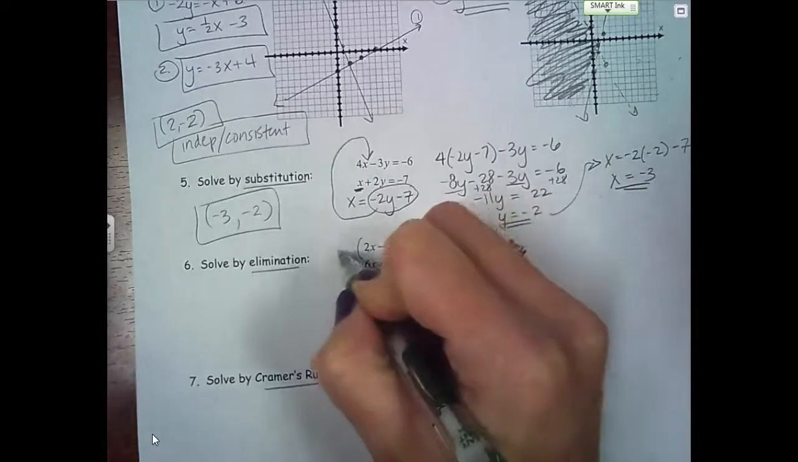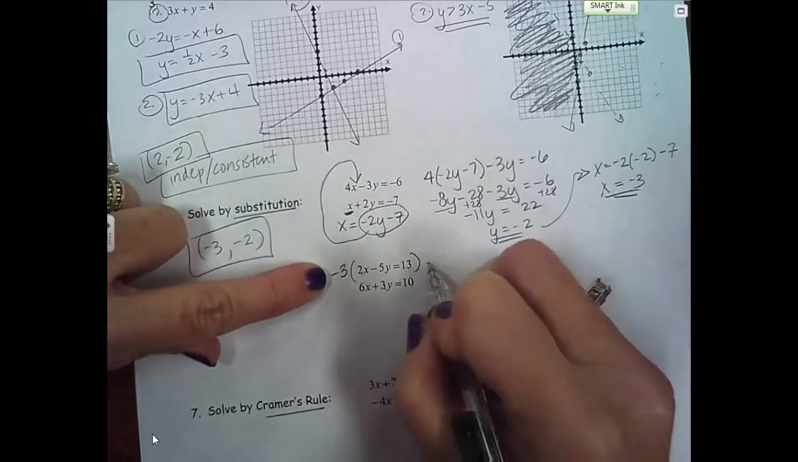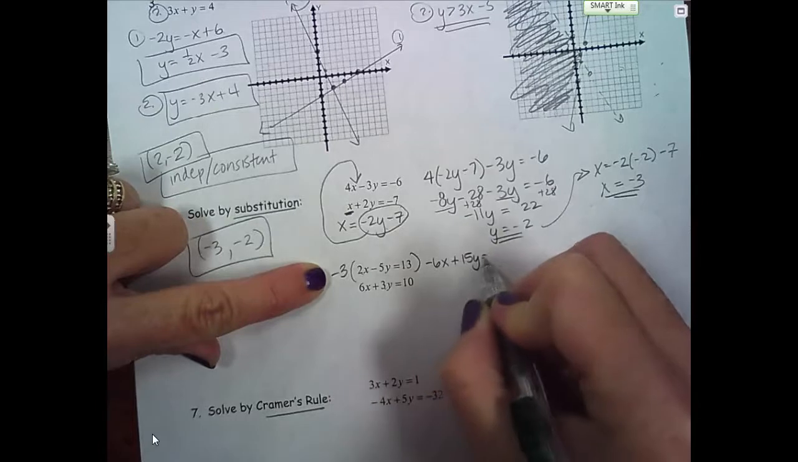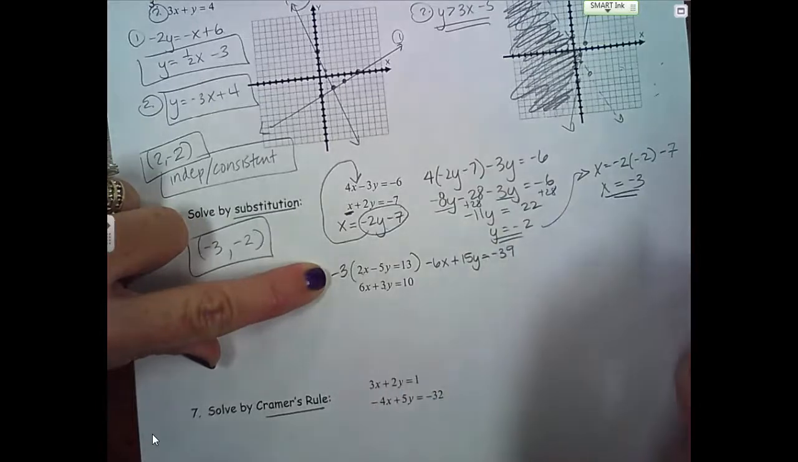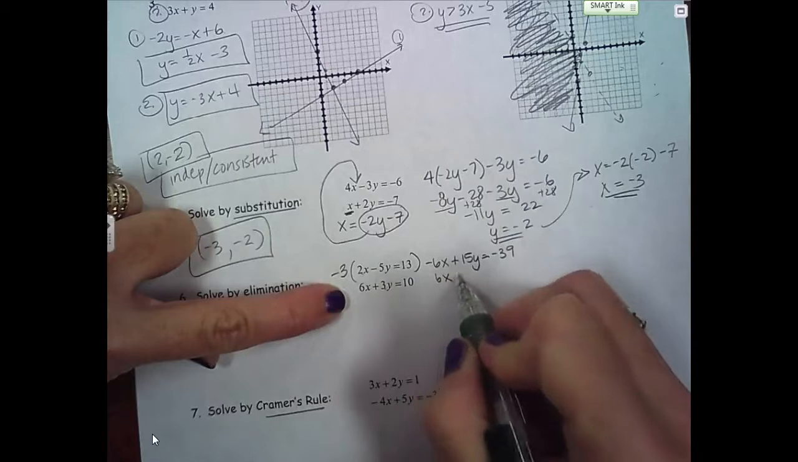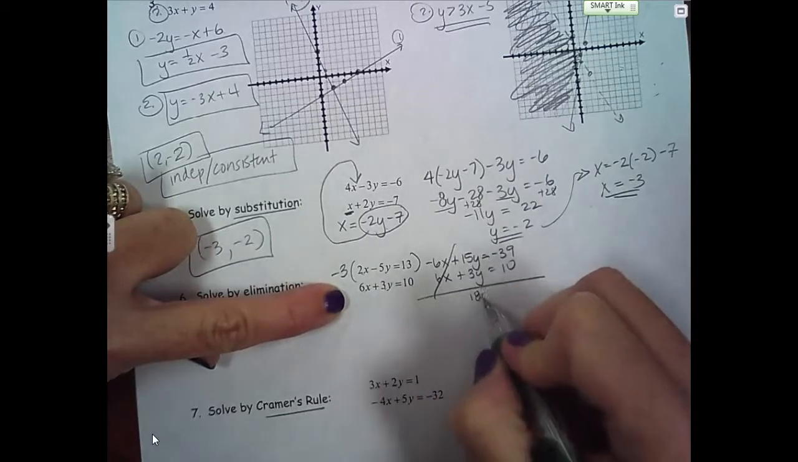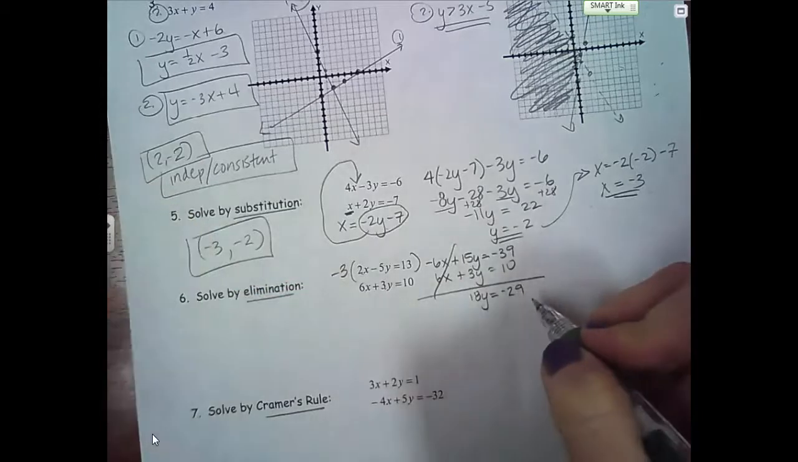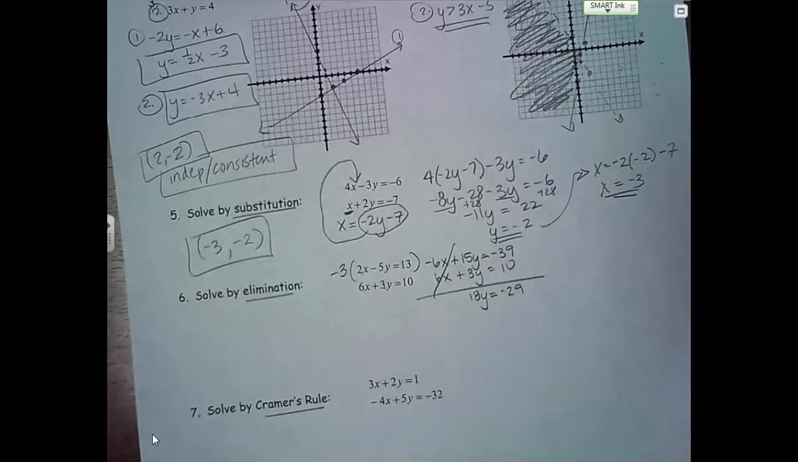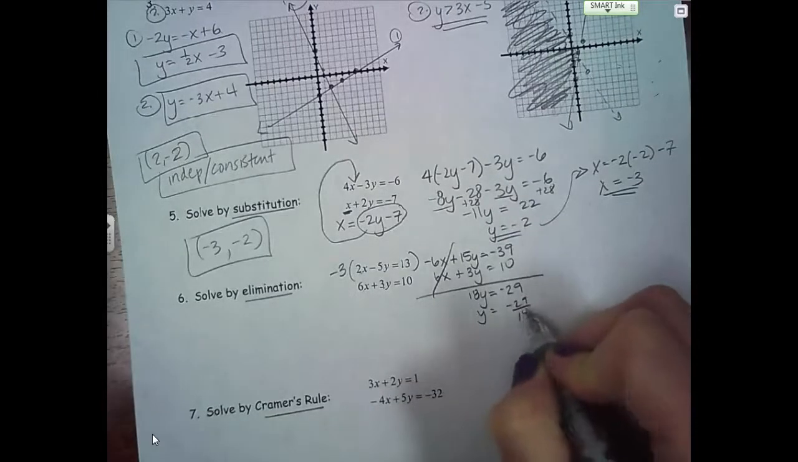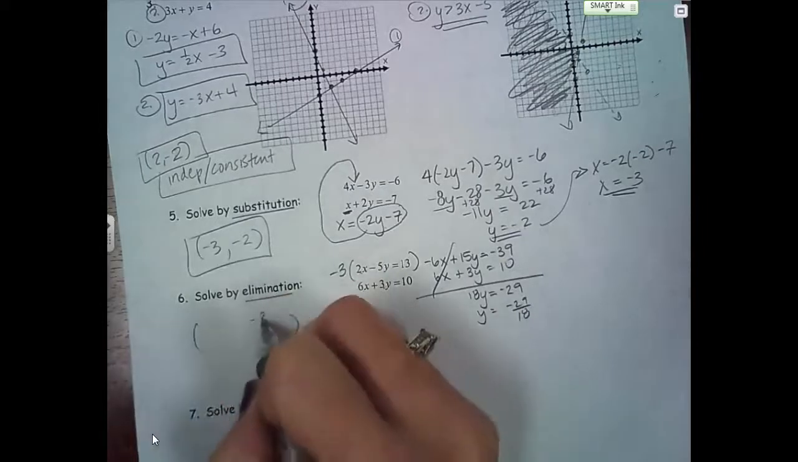So I'm going to multiply this by negative 3, which is going to give me negative 6x plus 15y equals negative 39. Let me just rewrite this one beside it. The x's cancel, and you're left with 18y equals negative 29. This answer is really messy. So when you divide by 18, you end up with negative 29 over 18. Okay, so that's half your answer.